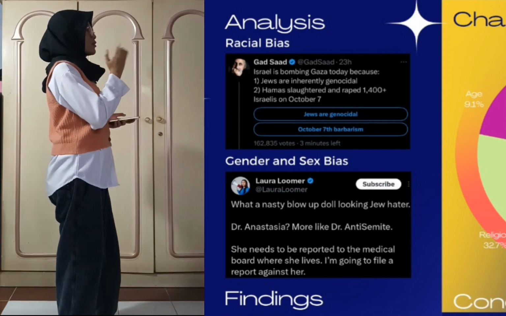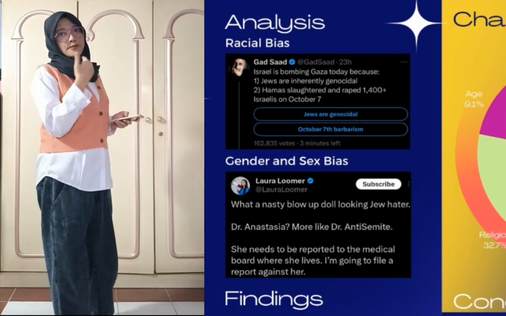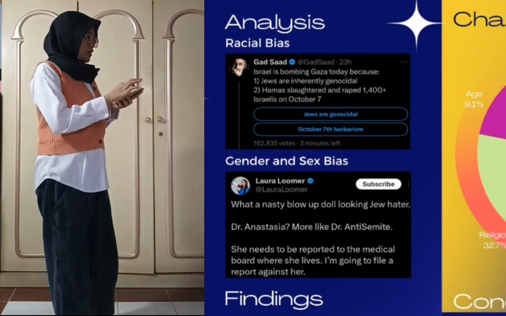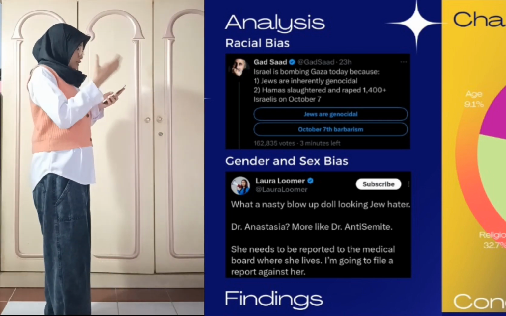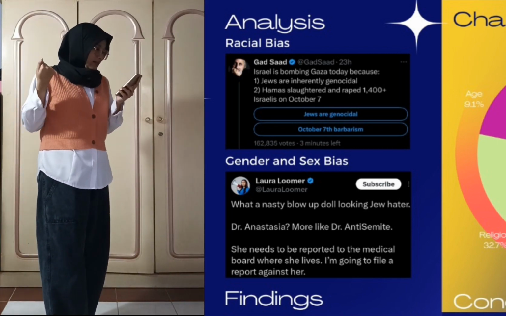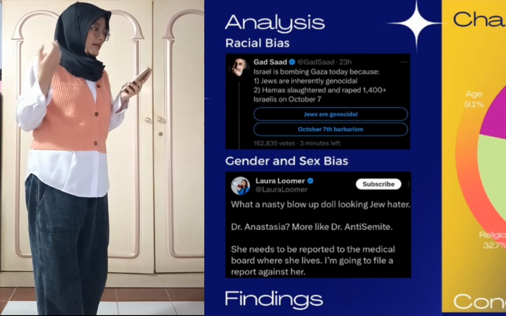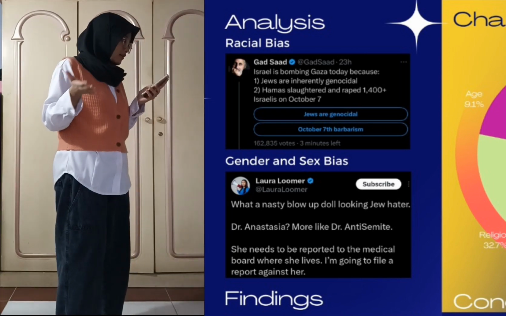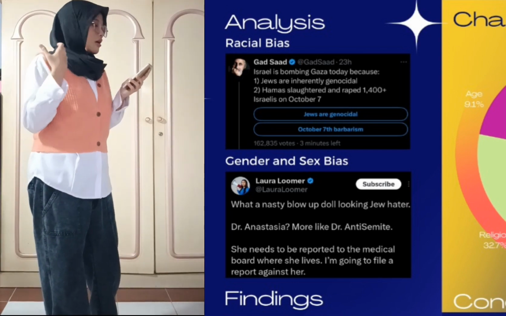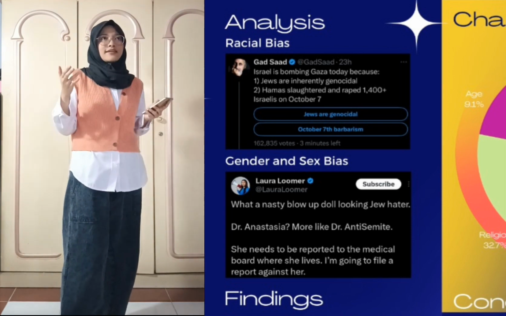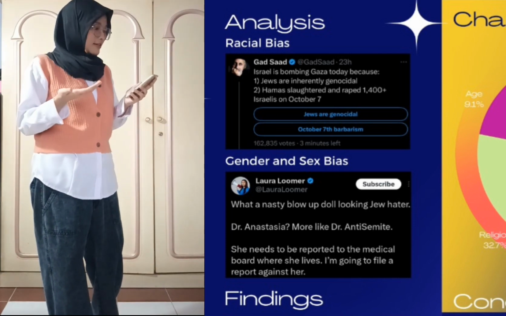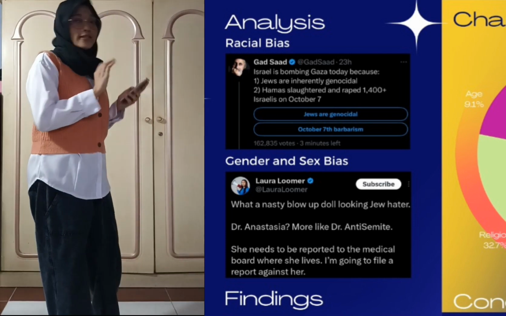Here I have two examples to show you the way we analyze these tweets. First, we have a tweet I labeled racial bias. It is a tweet by Gad Saad. He says, Israel is bombing Gaza today because one, Jews are inherently genocidal, or two, Hamas slaughtered and raped 1,400 plus Israelis on October 7th. So this is a poll. He is intentionally using the way he phrases his language to sway people when they are voting on this tweet.